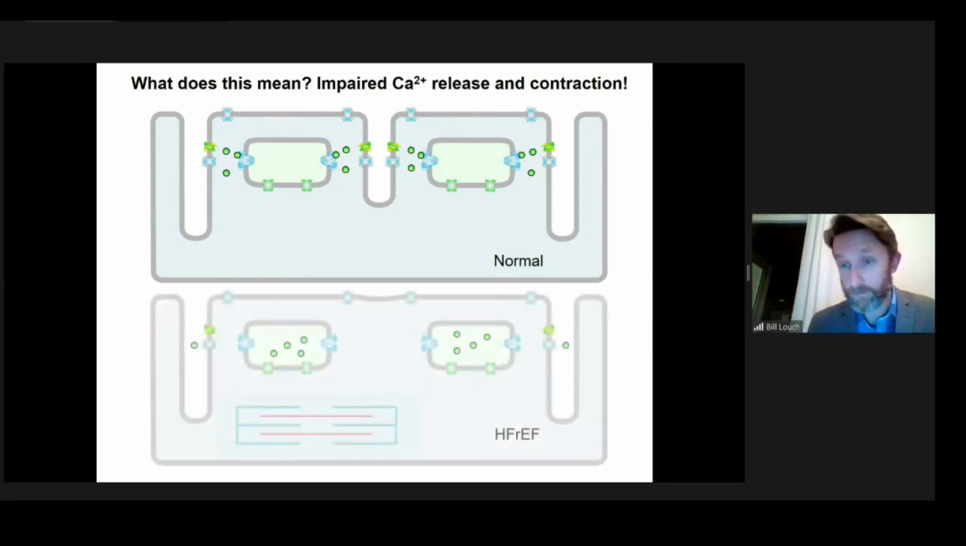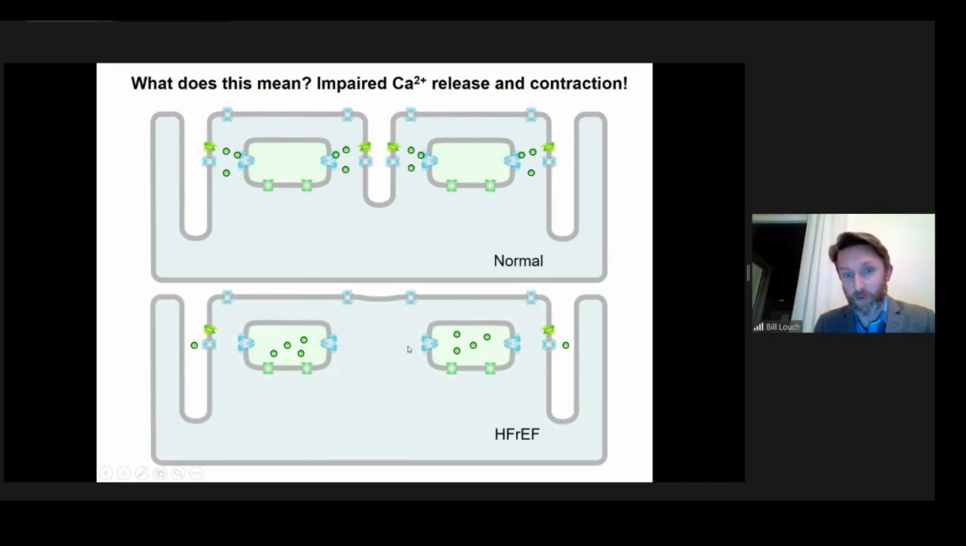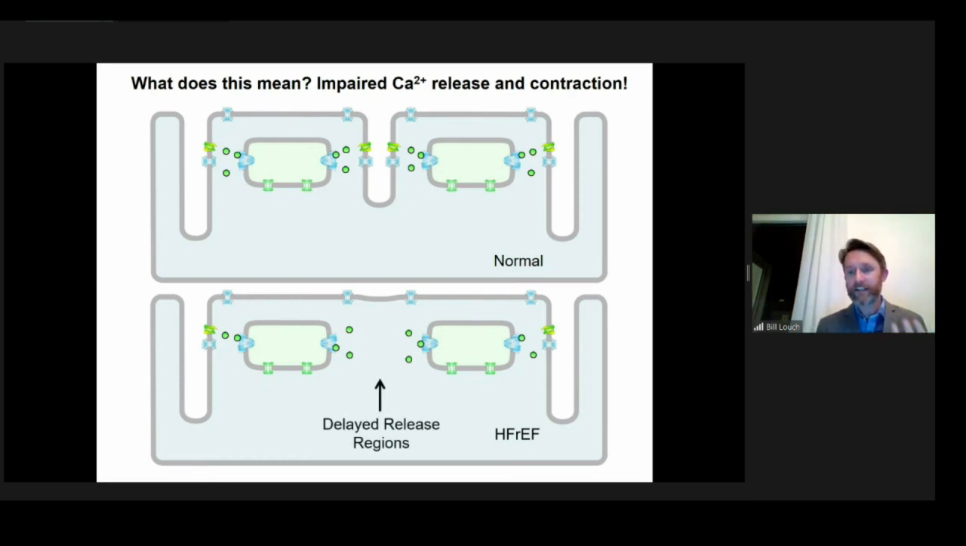So in HFrEF then, you lose teachables. Here's a teachable that's missing. We know that the ryanodine receptors are still present there. So what happens is that you get triggering of calcium release first at these sites where the teachables are present, and you have to wait for the calcium to diffuse into the gaps where you then get delayed calcium release. So you get a desynchronization of the calcium transient.